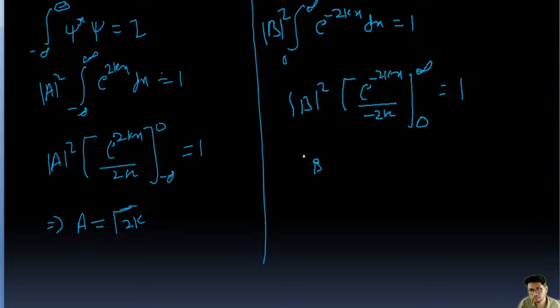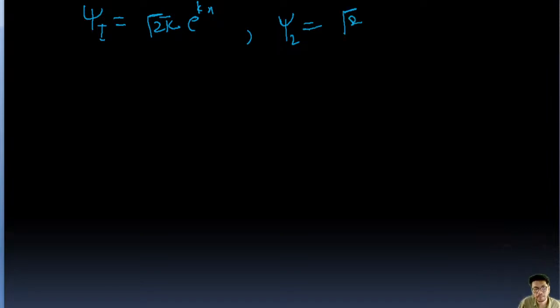So mod b square is going to be 2k, and this implies the value of b is going to be root 2k. Okay, right?